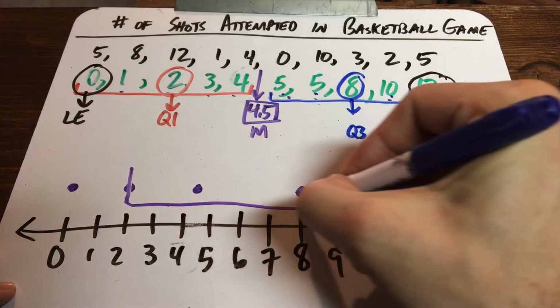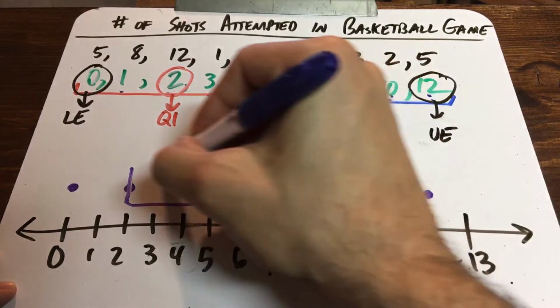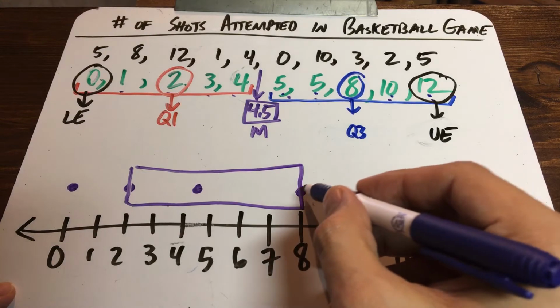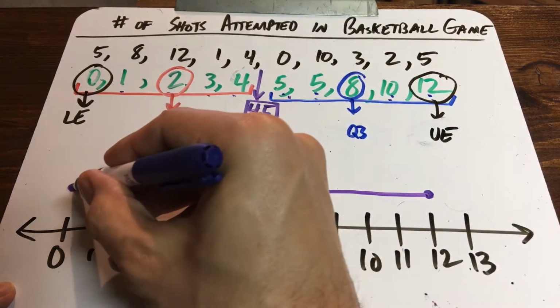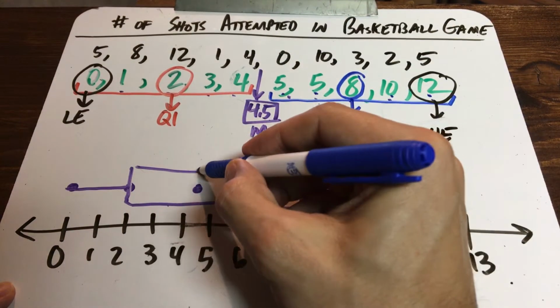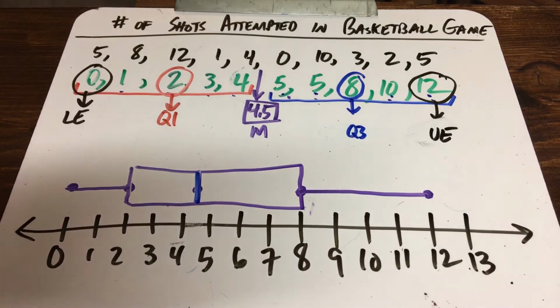You draw a rectangle around the 3 in the middle. The 3 in the middle make the box. This is the box part of the box and whisker. You've always got this little whisker on the left. Well, I say always. Usually you have the whisker on the right. You make this little line that goes right through the median right there. And there you have it.